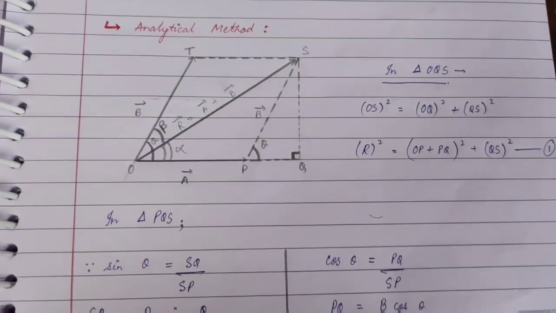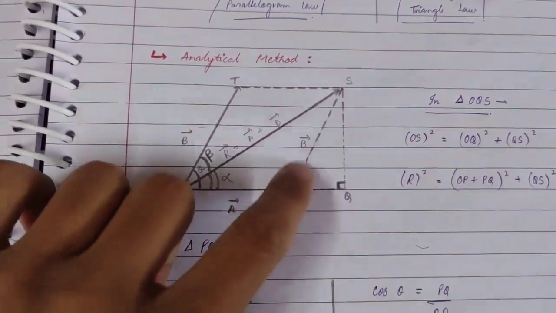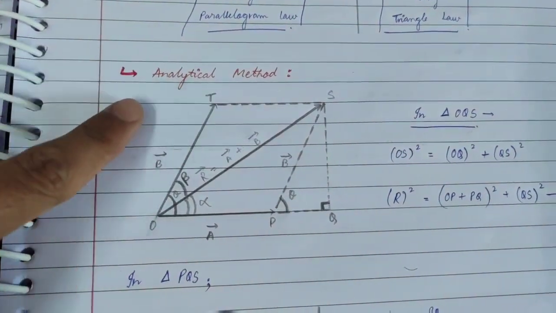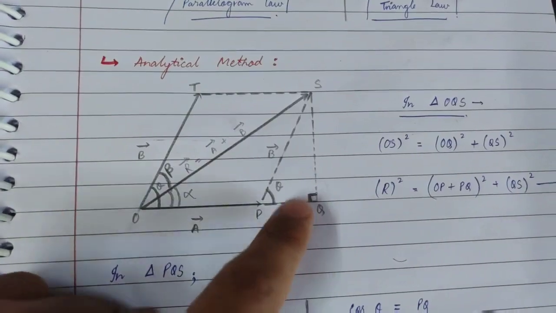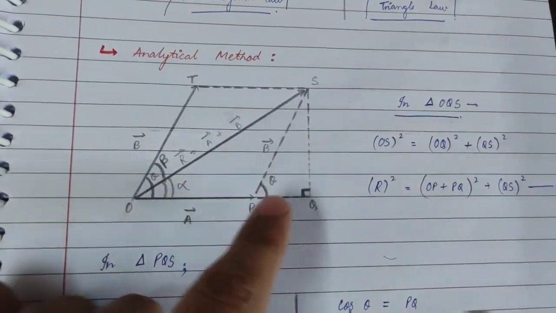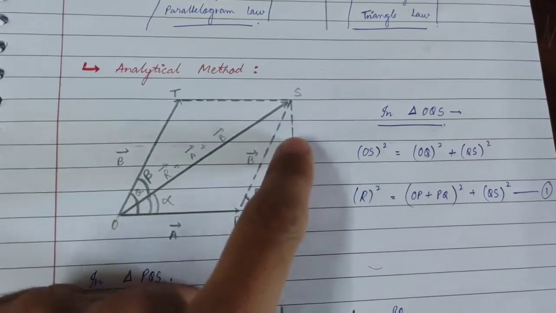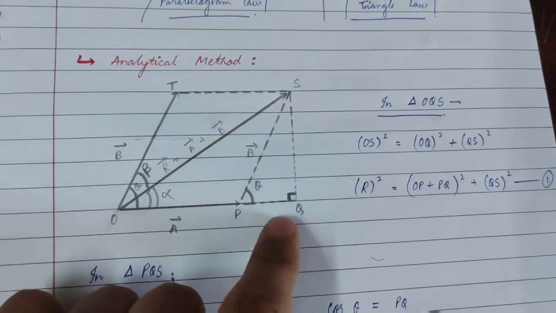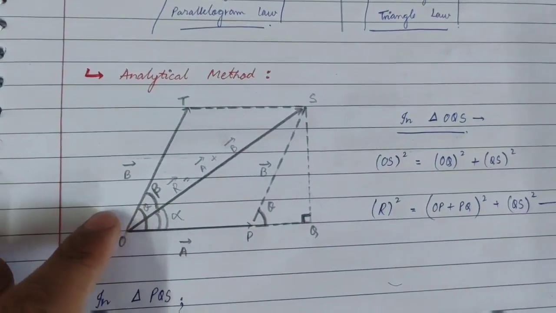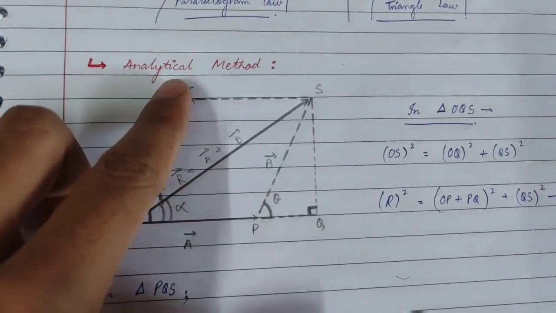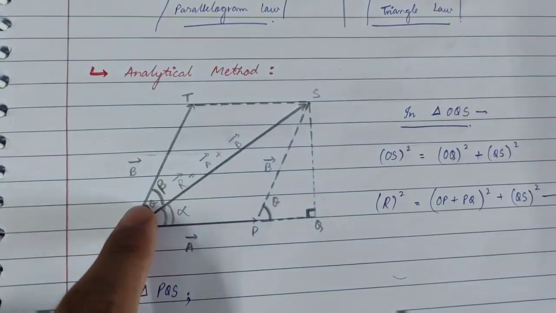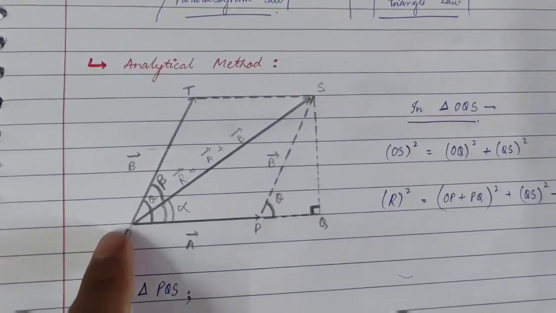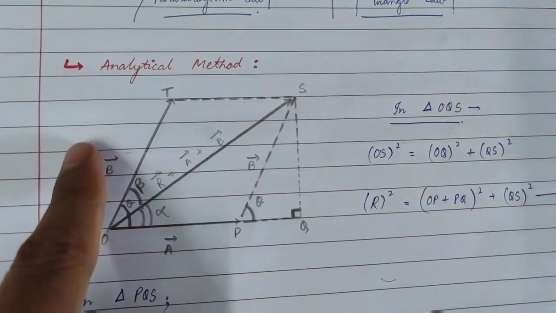Now let us see the analytical method. This is the diagram. Angle TOP is theta. TOPS is the parallelogram. We have just drawn a perpendicular from S and extended the point P to Q, so triangle SQP. Angle TOP is theta, angle TOS is beta, and angle SOP is alpha. Now this will be the resultant vector of vectors A and B.